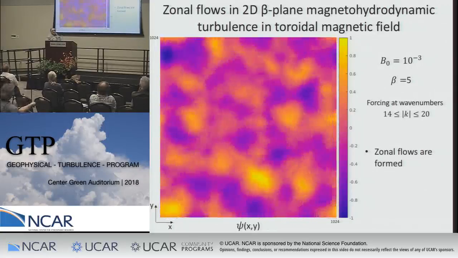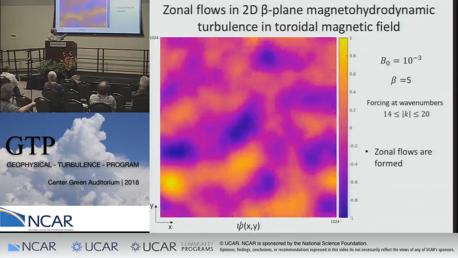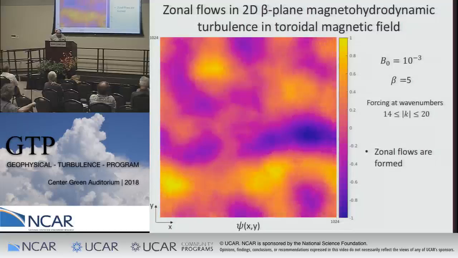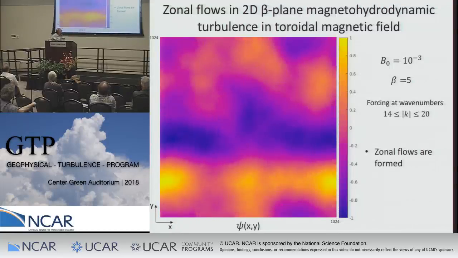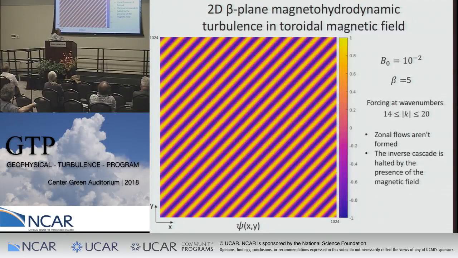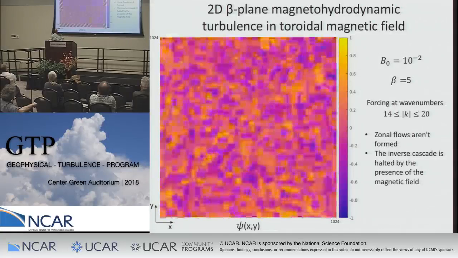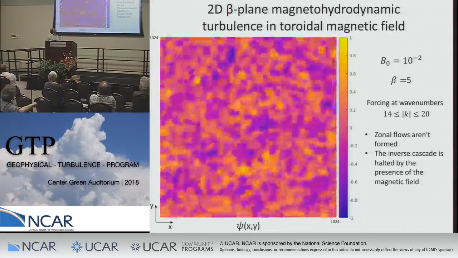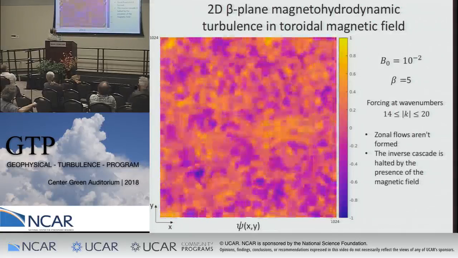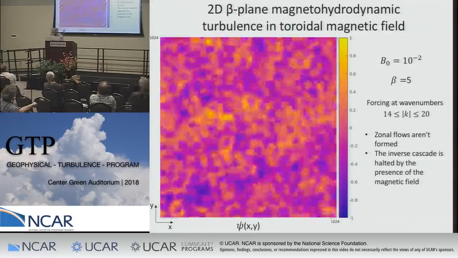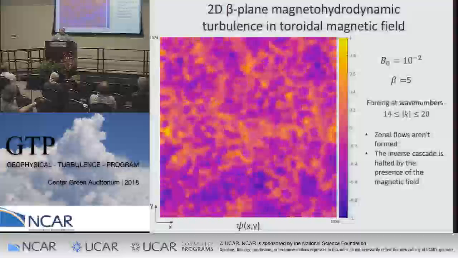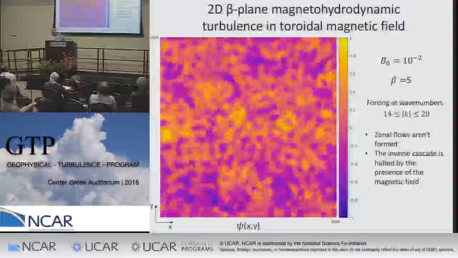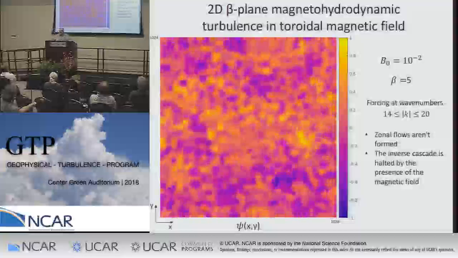I show a few, showing that zonal flow exists for these parameters. And when you change B0, you will have no zonal flows. So, no zonal flows. And then we were sure that our code is proper, and we submitted the paper, which was published last week.